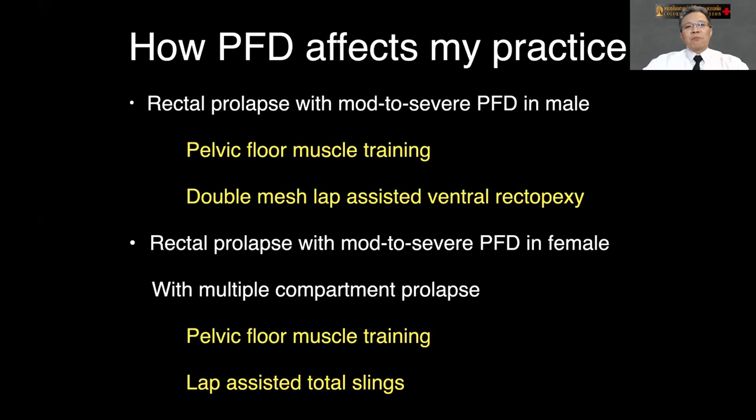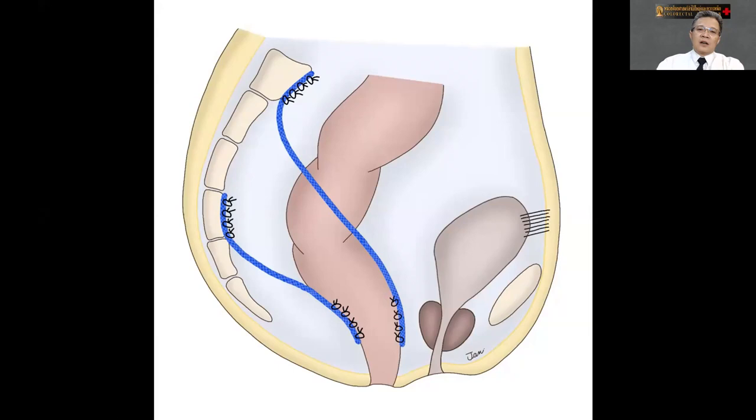For rectal prolapse with moderate to severe pelvic descent, especially in males, we have to start with pelvic floor muscle training and then double mesh laparoscopic-assisted ventral rectopexy. In females, most of the cases present with multiple compartment prolapse, so we always start with pelvic floor muscle training and then laparoscopic-assisted total sling. For males, I prefer double mesh, one at the back of the rectum and another a standard ventral fixation at the anterior rectal wall.